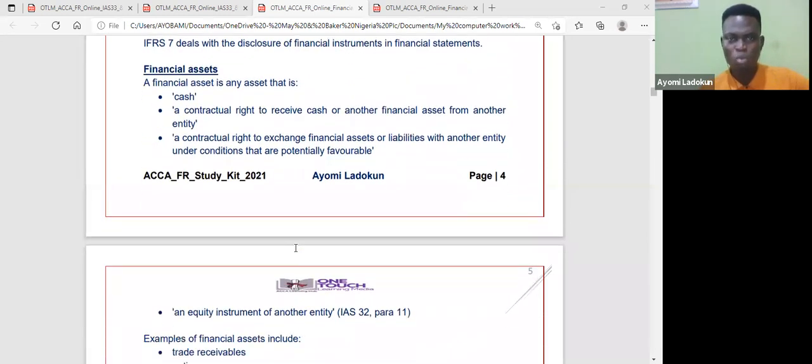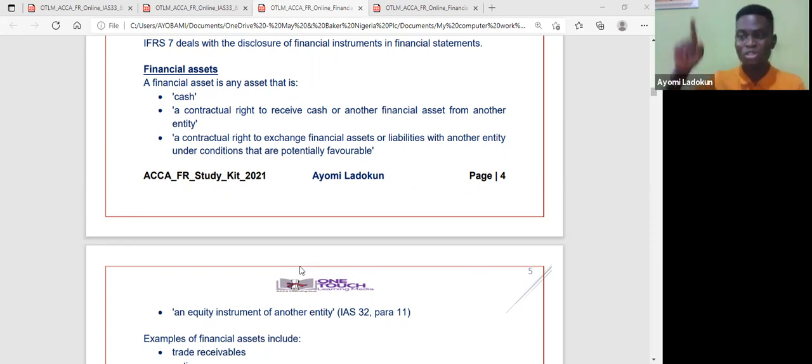So let's take a look at what is financial asset. A financial asset is any asset that is cash. So if you have cash, it's a financial asset. Two, a contractual right to receive cash. If I have a contract or right to receive cash or another financial asset from another entity, that is a financial asset. Or I have a contractual right to exchange financial assets or liability with another entity under conditions that are favorable to me. So that is a financial asset.